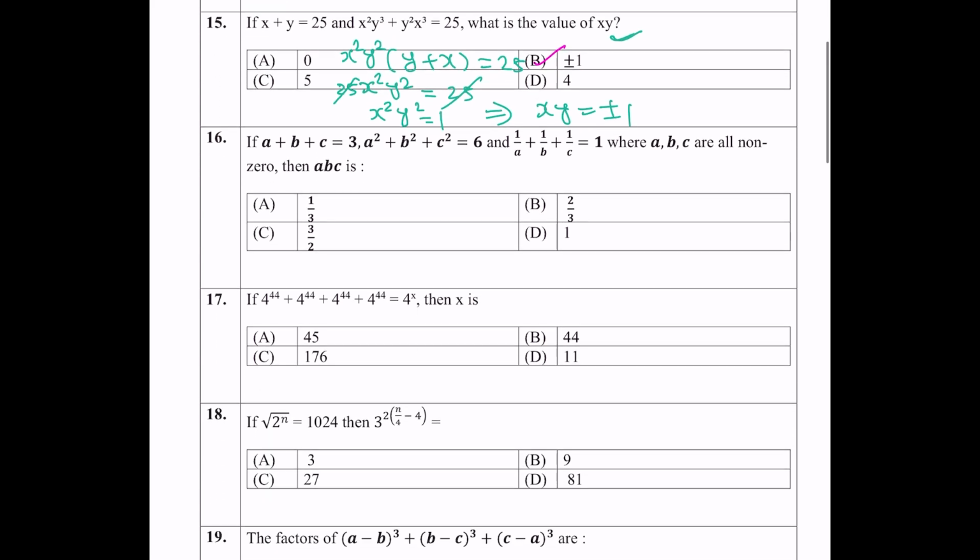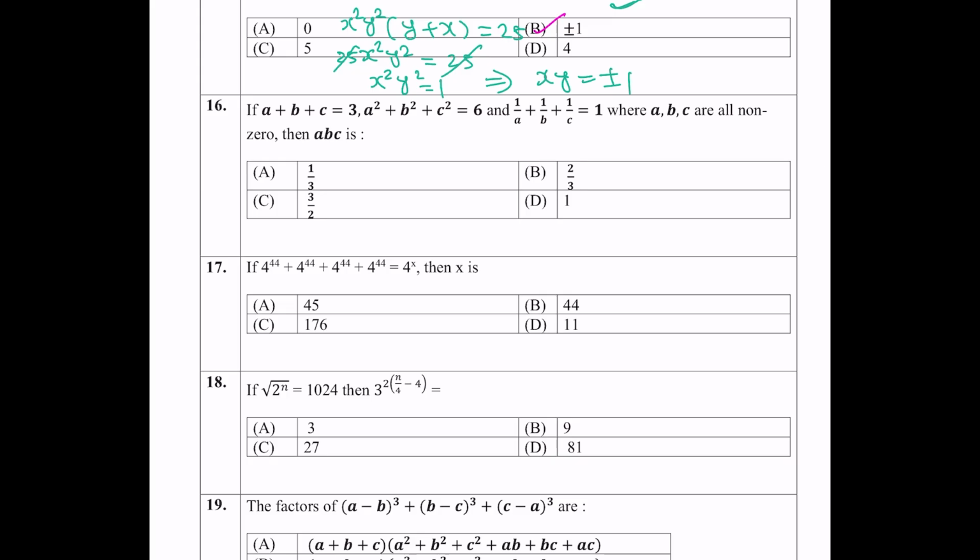Now question number 16. A plus B plus C is 3, A square plus B square plus C square is 6, and this value is given as A. Our task is to find the product ABC. So here we can take the LCM. We are getting ABC, so here BC plus this value is AC, then AB, is equal to 1. So we can write ABC is equal to AB plus BC plus AC. We got this by using this result. Now for calculating the product ABC, if we calculate this value, then we are done.